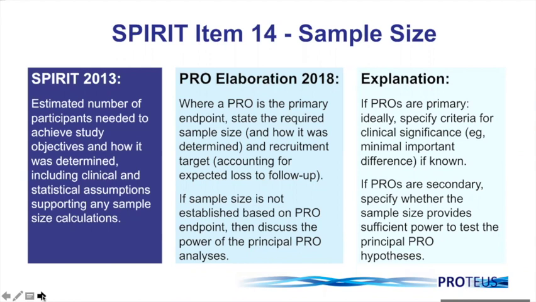If the sample size is not established based on the PRO endpoint, then you should discuss the power of the principal PRO analyses. Now, in terms of the explanation for this, as with all primary outcomes, that's what you would usually base your sample size for your study on. So if the PROs are the primary, you need to ideally specify the criteria for clinical significance, for example, minimally important difference if known. But even if the PROs are a secondary outcome in your study, then it's useful to specify whether the sample size that you're planning provides sufficient power to test the principal PRO hypotheses.